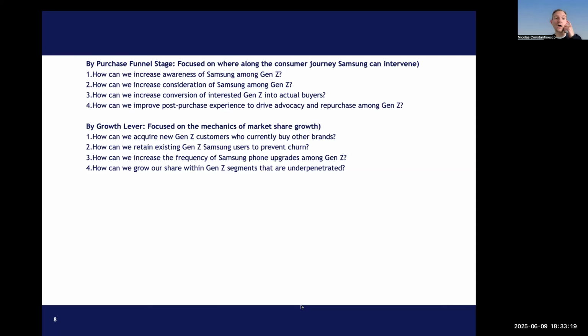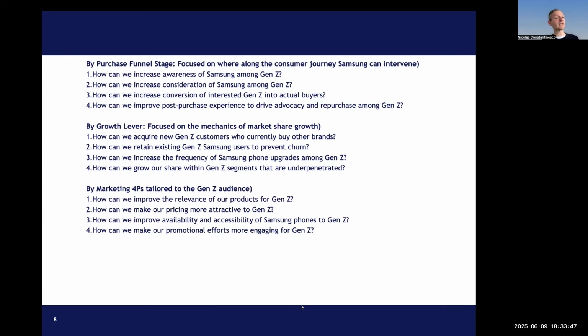You could look at it more in terms of growth levers. So how to acquire the Gen Z customers who currently buy other brands, how to retain the ones who are already with us and prevent churn, how to increase the frequency of upgrades within the people that we already have, and so on. So this is just another way. It's actually a bit more of a mathematical way of thinking about it.